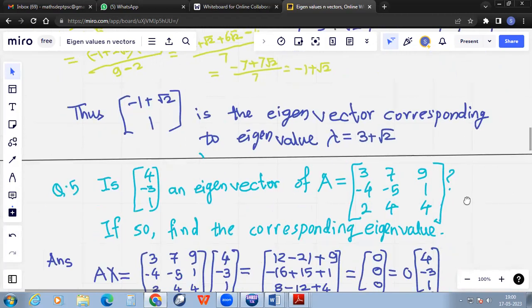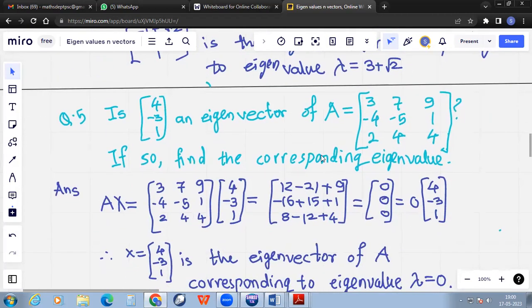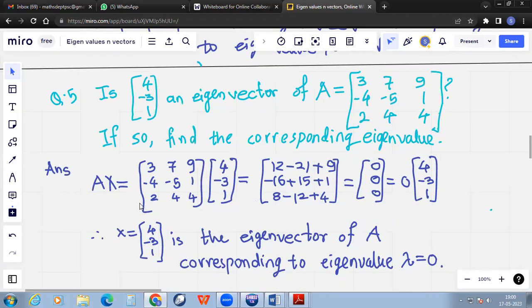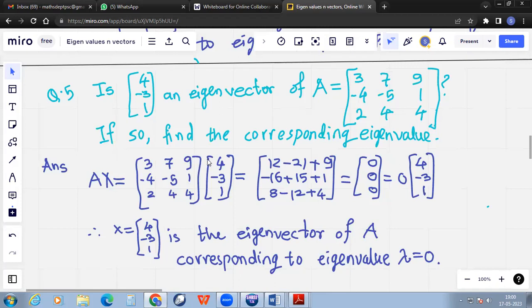Now let us move to one more question of the same kind. Is this an eigenvector of A? And if so, find the corresponding eigenvalue as we did here. So we multiplied A to x. You can see 3 4s are 12, plus 7 minus 3s are minus 21, plus 9 1s are 9, it becomes a 0. Again here you watch, this becomes minus 16 plus 15 plus 1, again a 0. And taking the last entry too, you are getting a 0. Whenever you get 0, 0, 0, you can say 0 can be taken out.